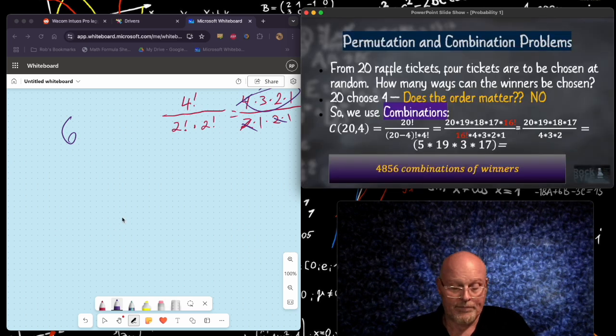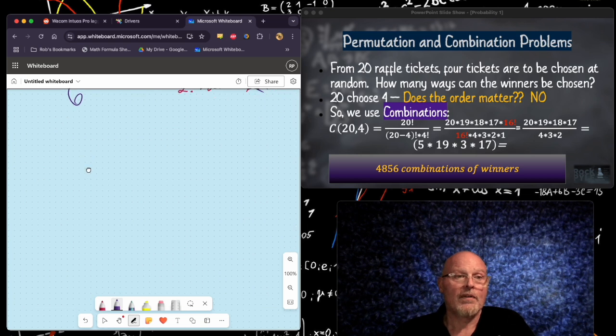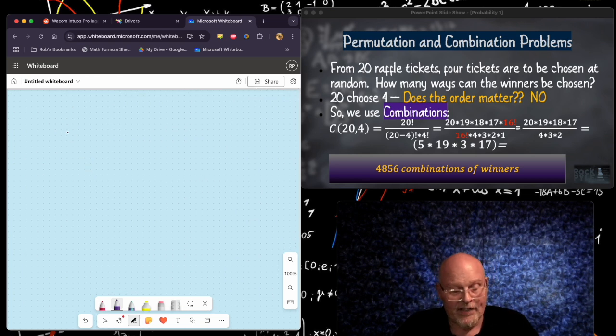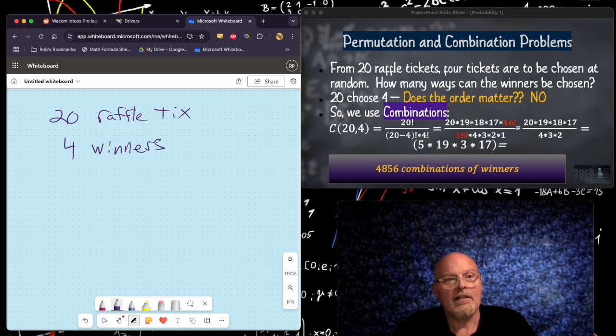All right. Next we will look at a problem. And part of this is deciding what we want to do. So I have 20 raffle tickets, very small raffle. So 20 raffle tickets, and I'm going to choose 4 winners. Okay, each one wins $200.